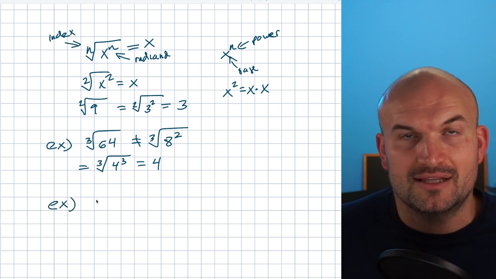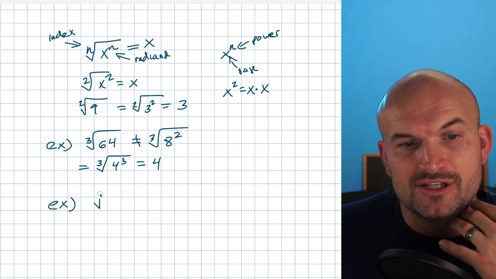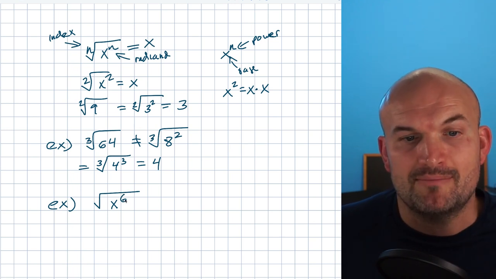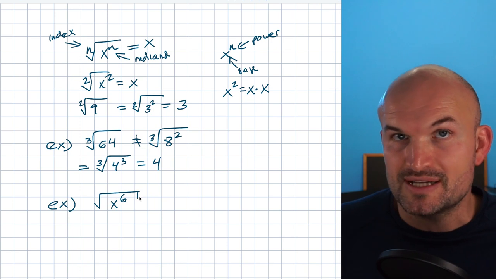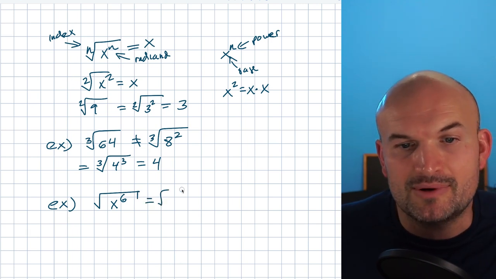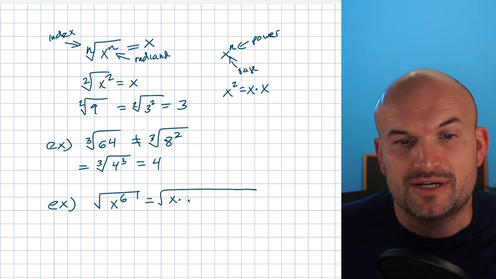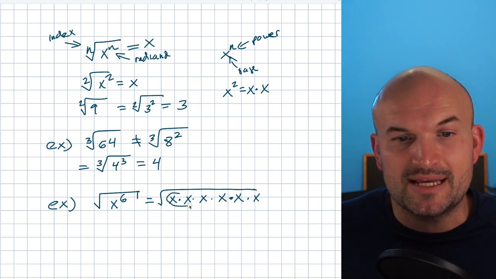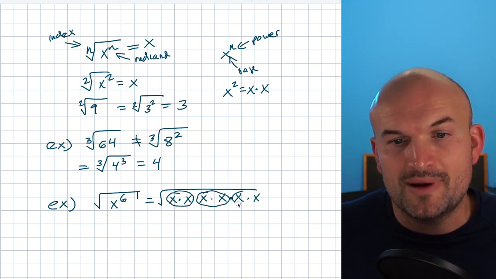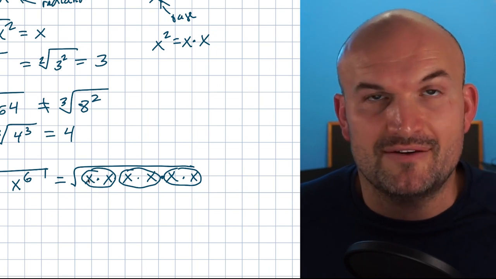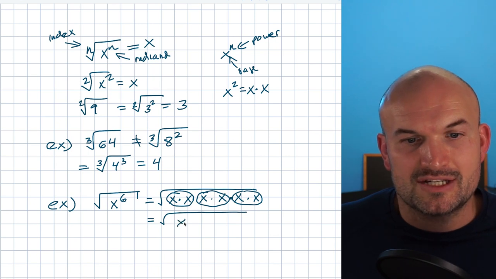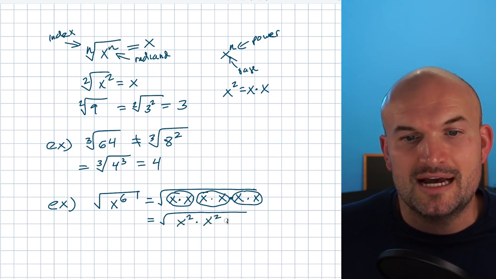Another thing we can look at is, if I had the square root of x to the 6th power. Again, this is a 2 here, right? So we want this to be raised to the 2nd power. Now, there's many different ways to do this, and you might have found that we could do this by linear factorization. We could write this out as x times x times x times x times x times x, and we're looking for something multiplied by itself. We can say that's going to be a pair. So we group these nice little pairs. And since this is a pair, that's really the same thing as x squared times x squared times x squared.